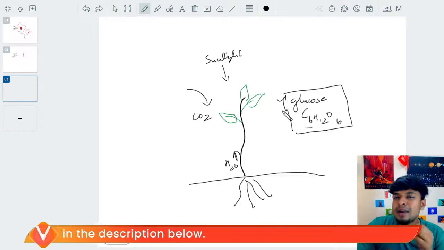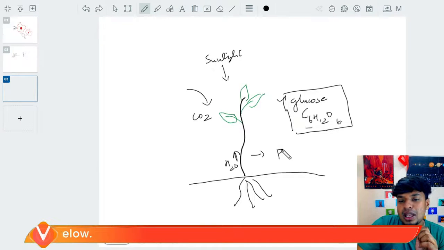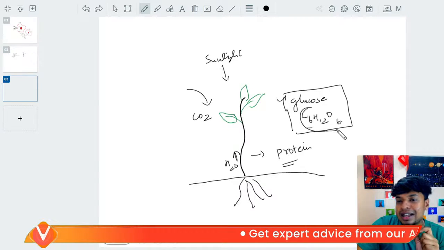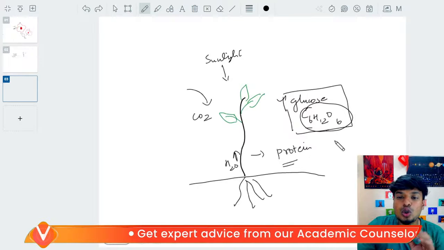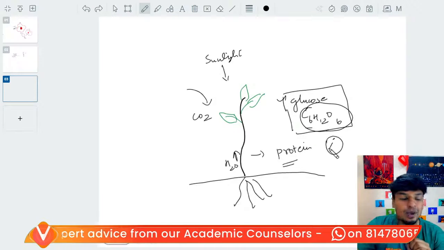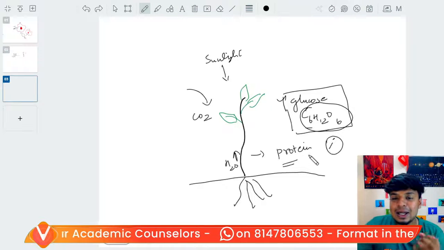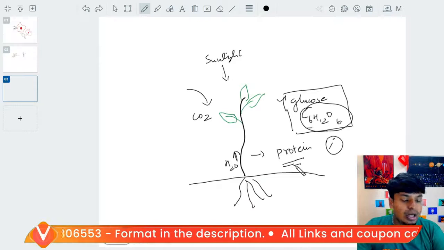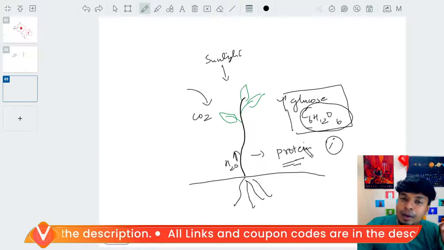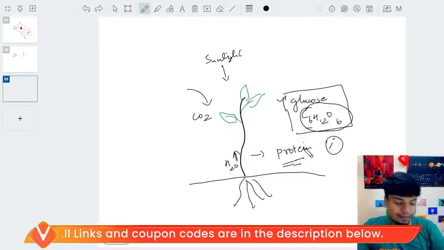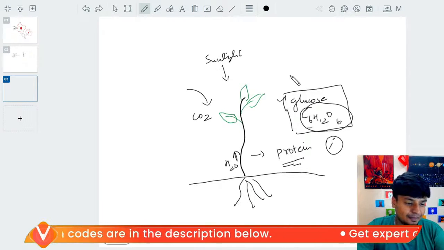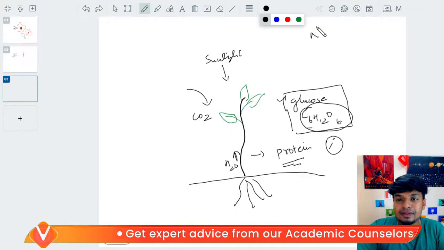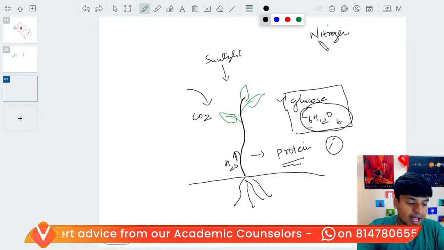But there comes a problem when the plants try to make protein. What is that problem? Along with carbon, hydrogen and oxygen, the plants also need one more element. What is that one more element which the plant needs to make protein? Any guesses, guys? Come on, quickly. What is that one more atom that the plants need to make protein? Quick. It needs what? Very good. It needs nitrogen.